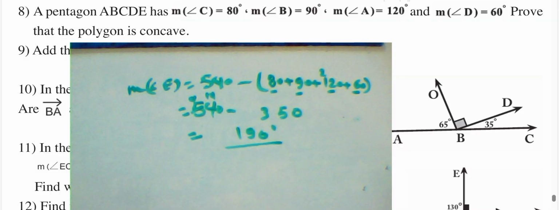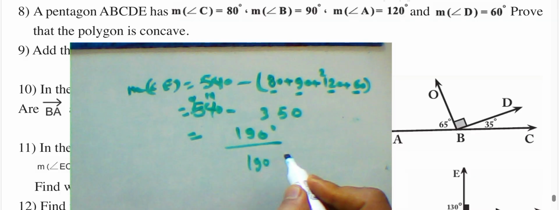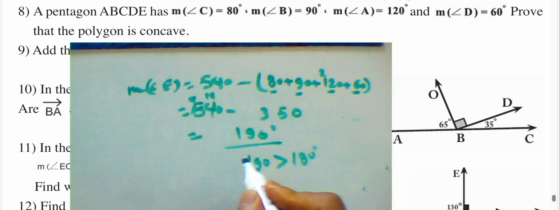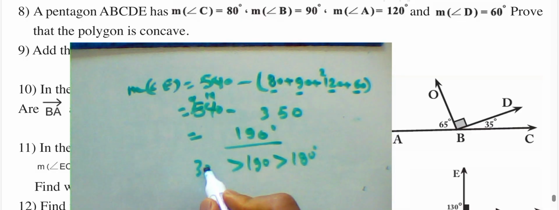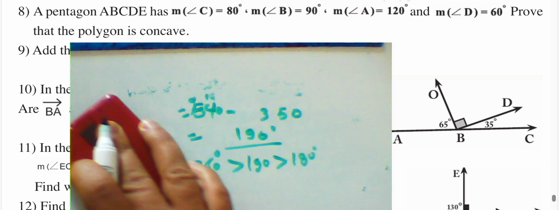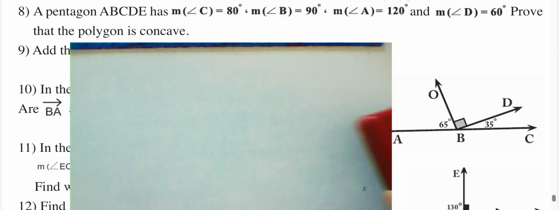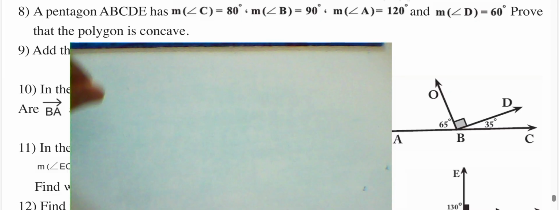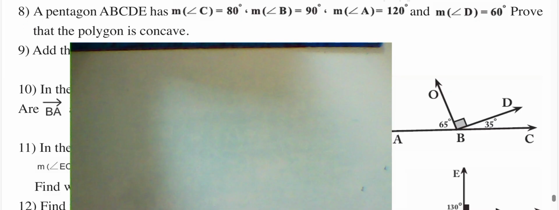Then we call it concave because 190 is greater than 180 and less than 360 degrees. It lies between them, so we call it concave. But if it is less than 180, it will be another type of polygon. You know concave: the measure is greater than 180 and less than 360.